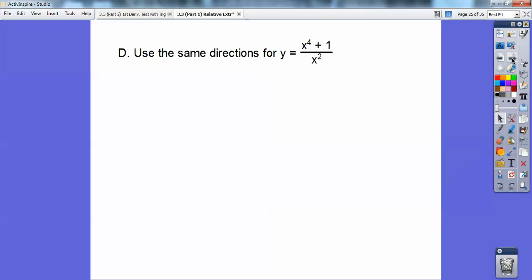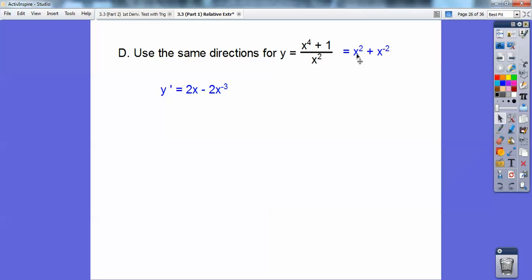All right, so use the same directions for this guy right here. Y equals x to the fourth plus 1 over x squared. Okay, before I take the derivative of that, I'm going to make it x to the fourth over x squared plus 1 over x squared. So I'm going to separate them up with the denominator. All right, this is much easier to take the derivative of. I wouldn't want to do quotient rule on that. Ugh, gag me.